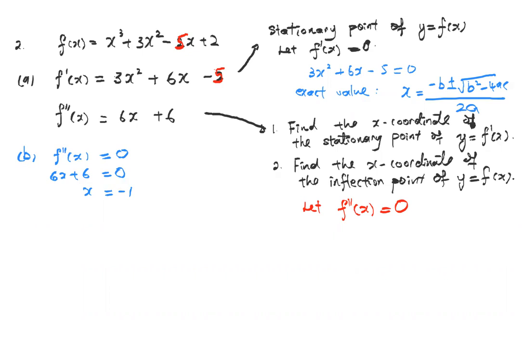Okay, so I draw the sign diagram for f double prime x. Any function, the sign diagram, correct? You must mark down the value of x that will make the function equal to 0. Am I right? So what is the value of x that makes f double prime x equal to 0? -1.